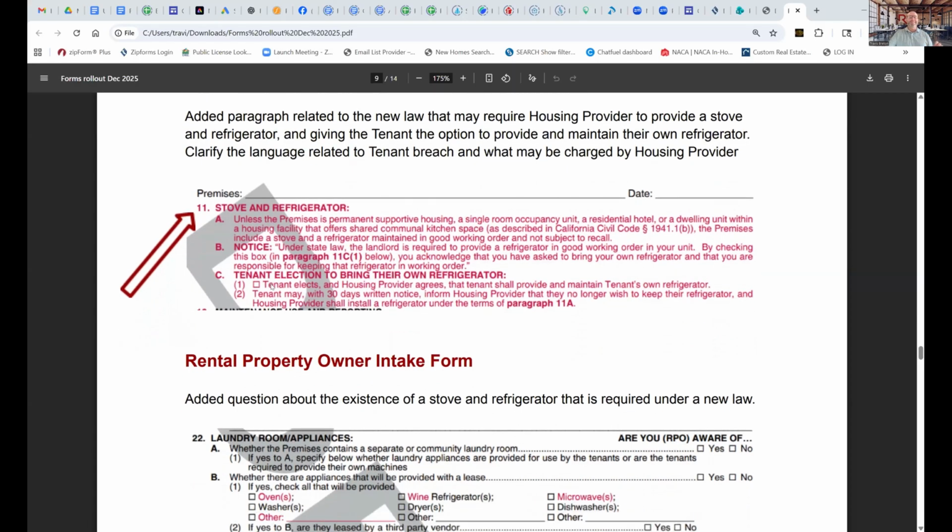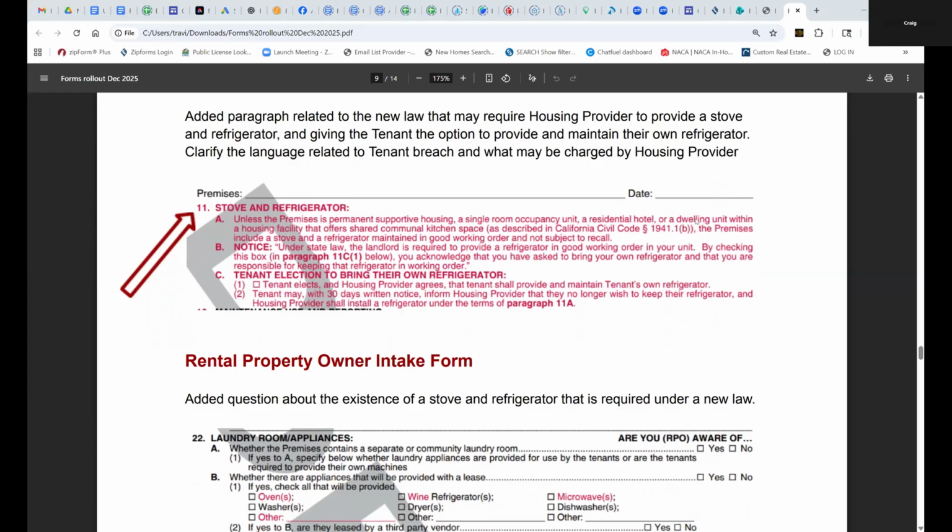So if you're doing leasing, be sure you bring this to the attention of your RPO, your rental property owner, that they more than likely need to have a stove and a refrigerator in there. And the law states that they are required to provide a refrigerator in good working order in your unit.